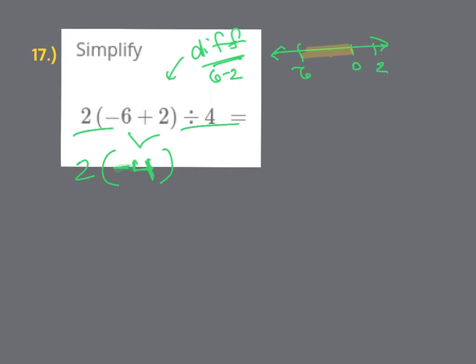I've got 2 times -4 divided by 4. This is interesting. I wonder what's going to happen here. Let's keep going. I multiply by 4, and then divide by 4. That really shouldn't do anything, but I've got a negative here. 2 times -4. 2 times 4 is 8. A positive times a negative is a negative. So now I've got -8. Bring down the rest. Divided by 4. 8 divided by 4 is 2. Negative times a positive is still a negative. My answer is -2.